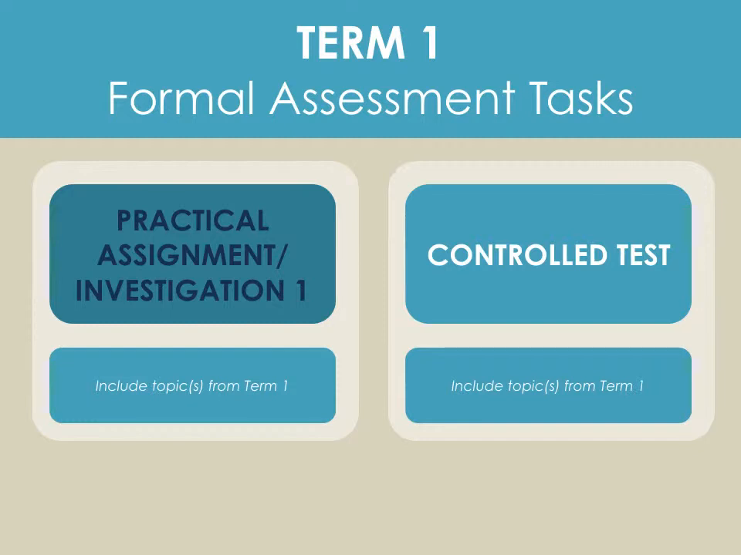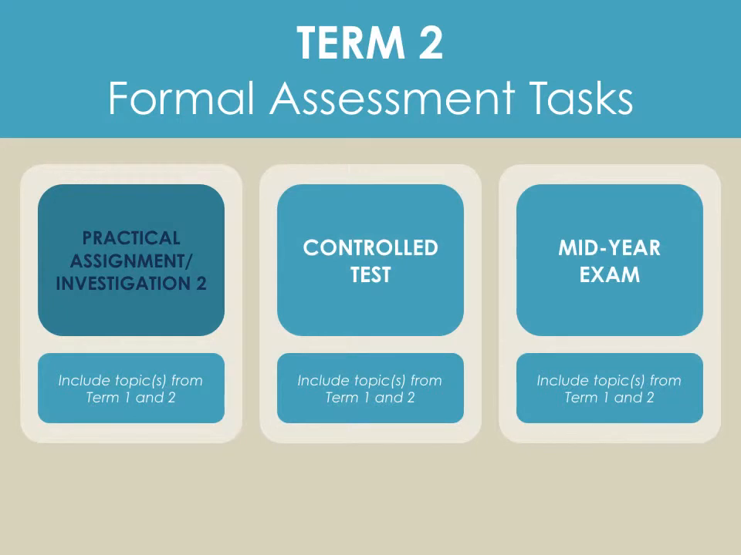If you look at term 1, the formal assessment tasks that they're required to do are a practical assignment or an investigation, and that includes topics from term 1. They're also required to do a control test. In term 2, they're required to do a practical assignment or investigation, and that's their second one, a control test, and a mid-year exam. So they've got 3 formal assessment tasks there, and all 3 of these include topics from term 1 and term 2.